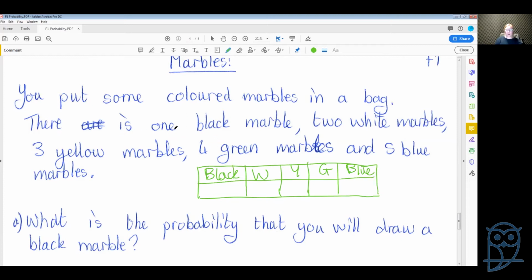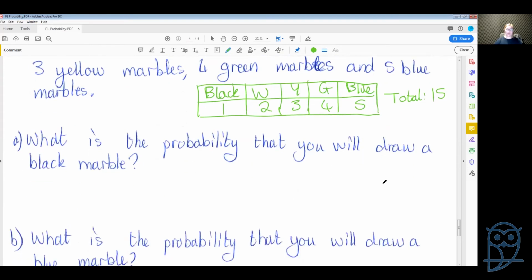So now we can write down exactly what kind of marbles we have. We have 1 black marble. We have 2 white ones, 3 yellow ones, 4 green ones, and 5 blue ones. So our total number of marbles is 1 plus 2 plus 3 plus 4 plus 5. That will give us 15.